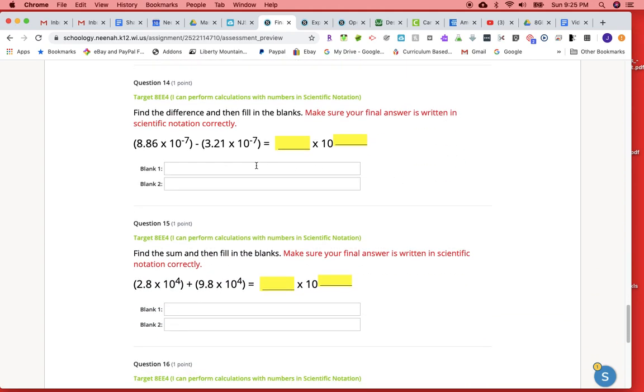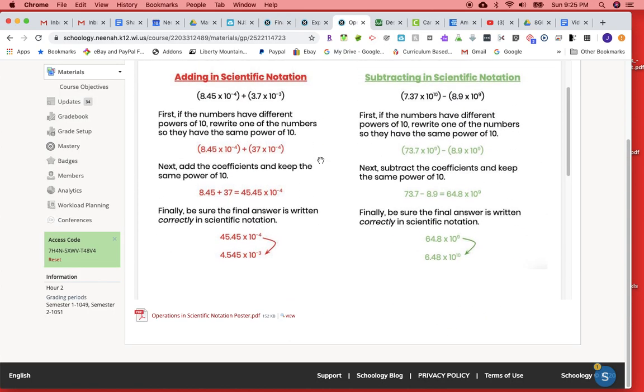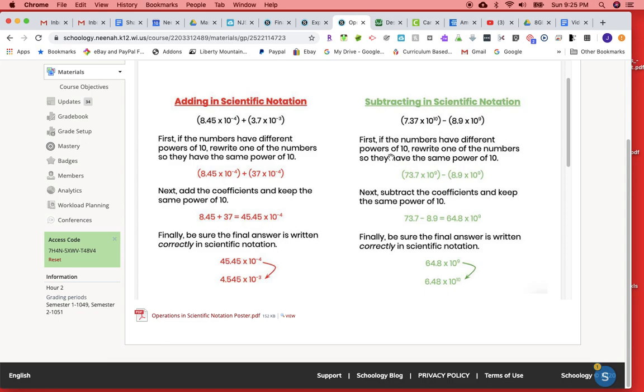Number 14, we're subtracting. So let's take a look at our rules. Subtracting is here. First, if your numbers have different powers of 10, rewrite one of the numbers so they have the same power of 10. In this case, we have the same power of 10. So we need to subtract the coefficients and keep the same power, and then check to see if we need to fix our final answer to be in correct scientific notation.